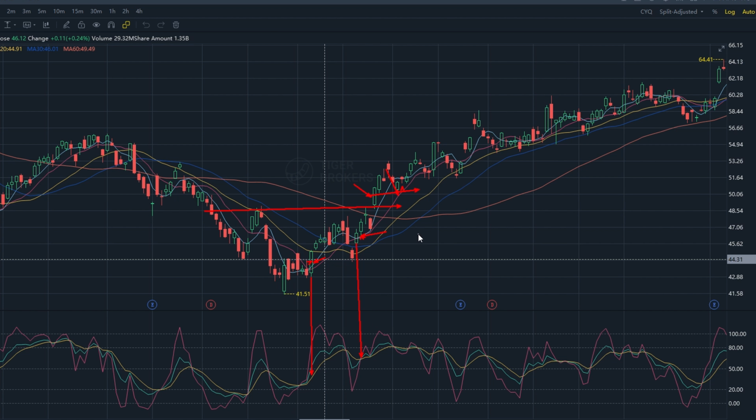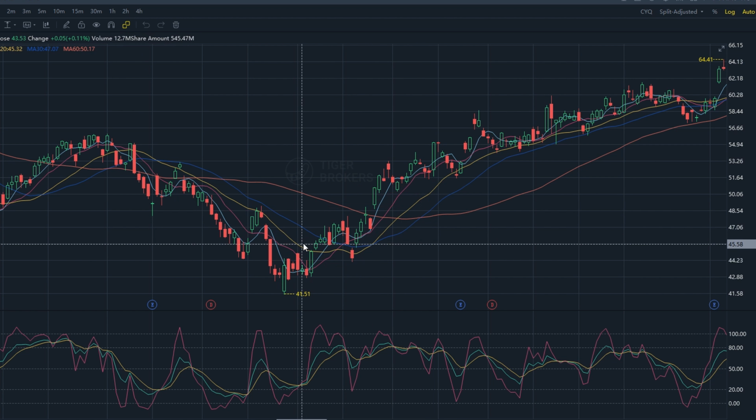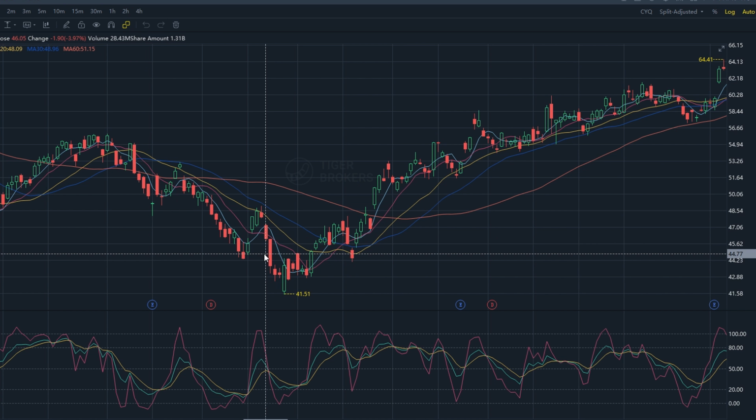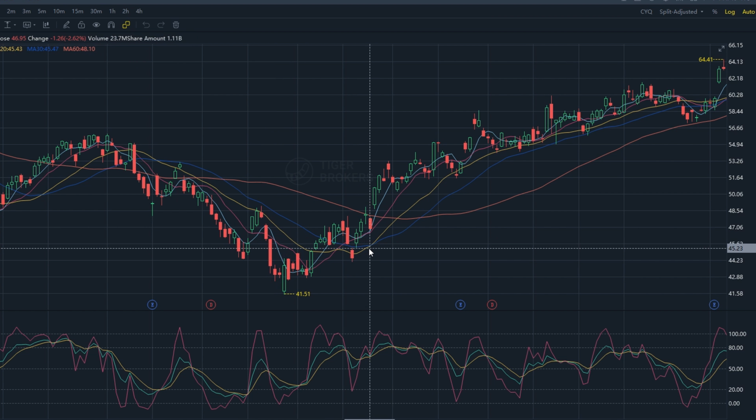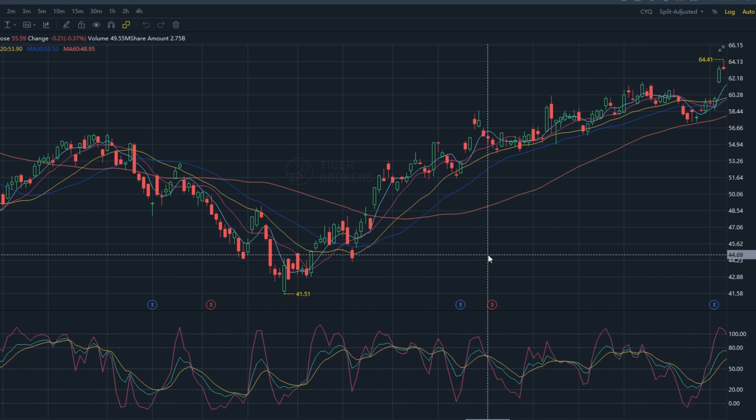Alright, that's it for today's lesson. We discussed how to use the inverse head and shoulders pattern to bottom fish. In the future, we will talk about how to use this pattern to identify exit opportunities. That includes selling or shorting with this pattern.